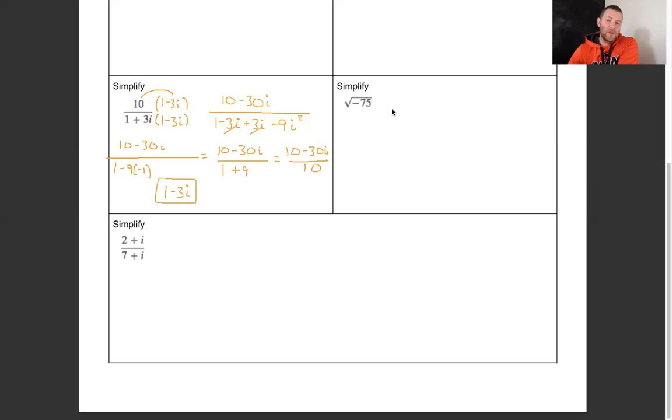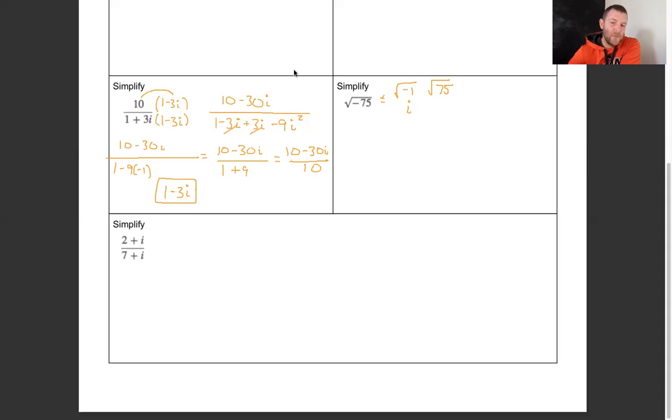Okay. Simplify the square root of negative 75. Well, I can do that. I can bring out the negative 1 and then the square root of 75. That's i. So starting point, that's i. Now, the square root of 75.